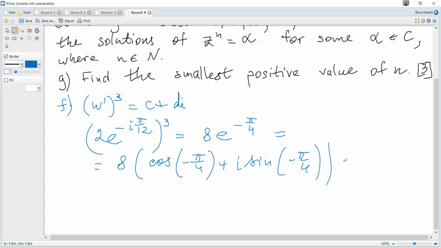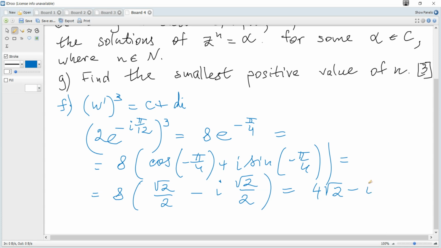Cosine is an even function, so cosine of negative pi over 4 is the same as cosine of pi over 4, and it's root 2 over 2. And sine is an odd function, so sine of a negative angle is negative sine. And sine of pi over 4, 45 degrees, is also root 2 over 2. Expand to get 4 root 2 minus i times 4 root 2.